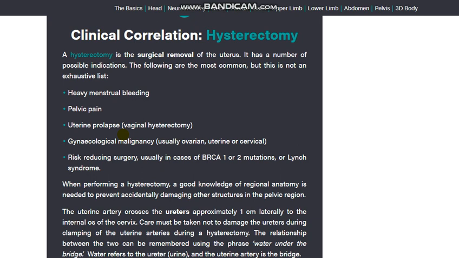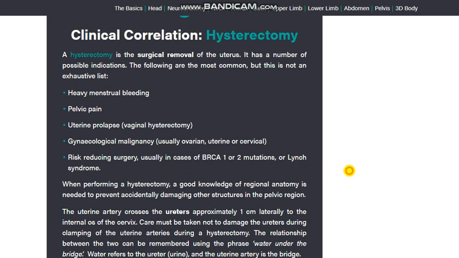And gynecological malignancy, usually ovarian, uterine, and cervical, and risk-reducing surgery, usually in cases of BRCA 1 or 2 mutations, or Lynch syndrome. We will study Lynch syndrome later.